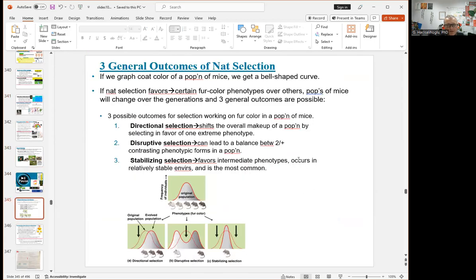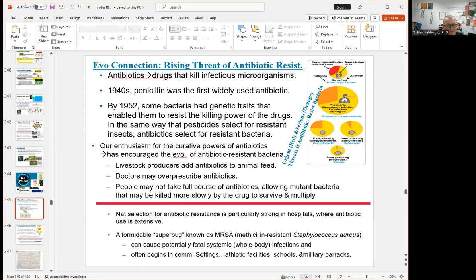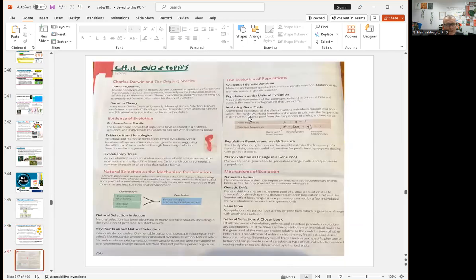Some general outcomes of natural selection are directional selection, disruptive selection, and stabilizing selection. These are outcomes of one of the mechanisms Darwin came up with, which is natural selection: differential reproduction or survival, and adaptive evolution of populations to fit their environments. There are some connections to evolution, such as antibiotic resistance, which we already covered at the beginning, so you can read about it. And there is a summary of the whole of chapter 11, evolution of populations.